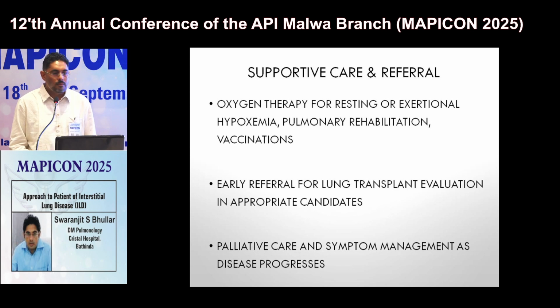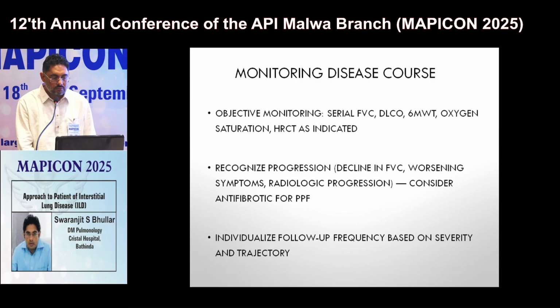Nowadays in India, more than 1,000 lung transplants have already happened. A lot of centers are coming up with lung transplant, the biggest being in Hyderabad. So you can always refer these patients and enlist them for lung transplant. Then coming to palliative care and symptom management as the disease progresses, just like any chronic disease. All of these patients should be serially monitored with PFTs, diffusion capacity, 6-minute walk test, oxygen saturation, and maybe serial HRCTs as indicated.